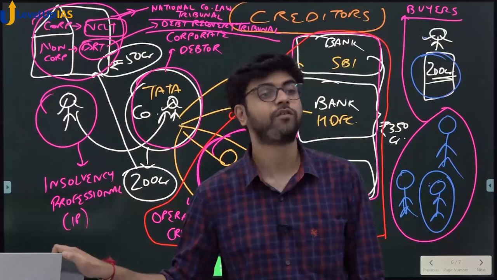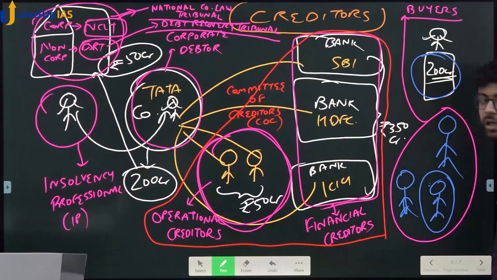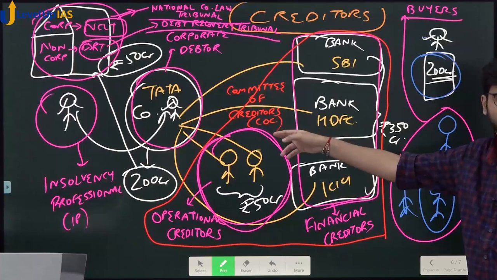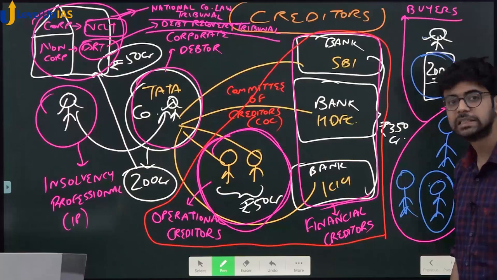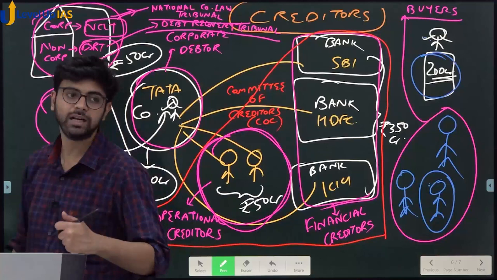Who are Committee of Creditors? All creditors taken together. See, in that also there are a lot of laws. If there are financial creditors, then these guys don't form part of Committee of Creditors. If there is only one FC, then operational also comes. No need to go there. Did you understand this? This is the entire insolvency and bankruptcy procedure. This is the main process. This is the main insolvency and bankruptcy procedure. Did you understand?